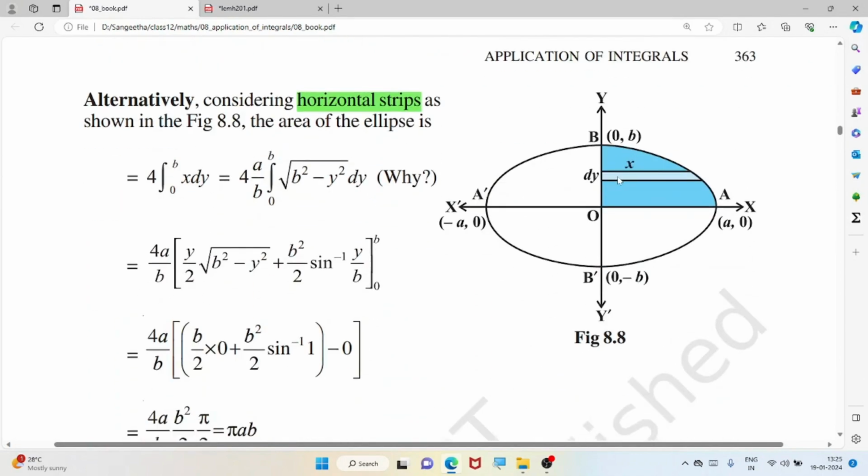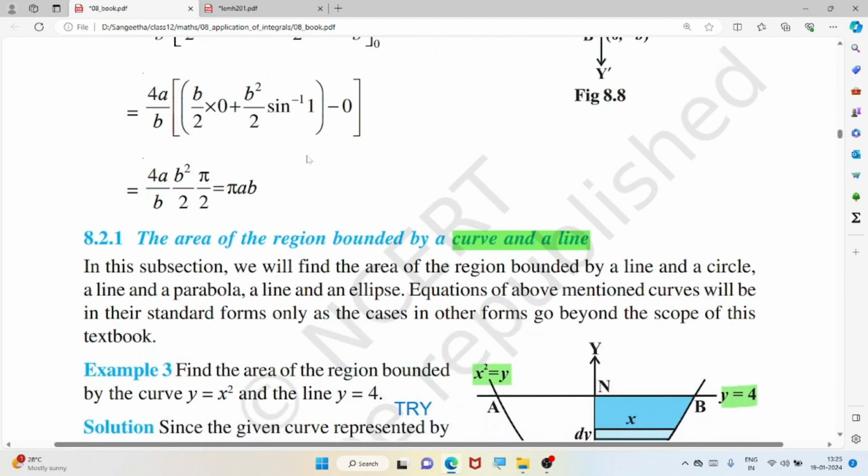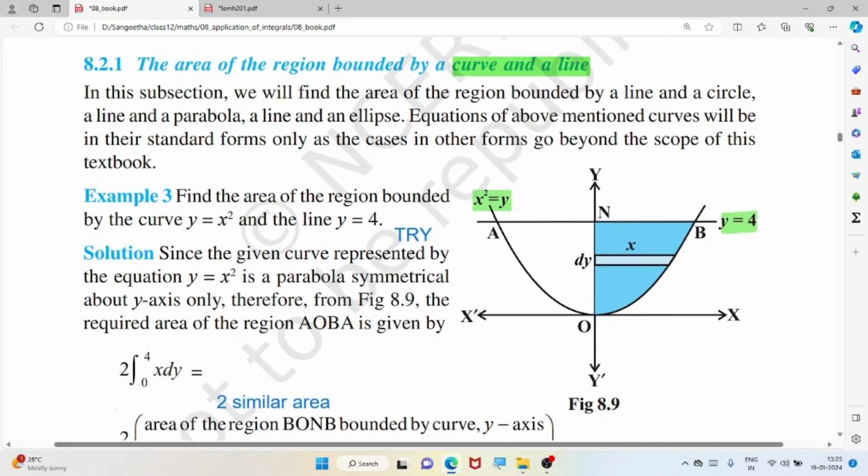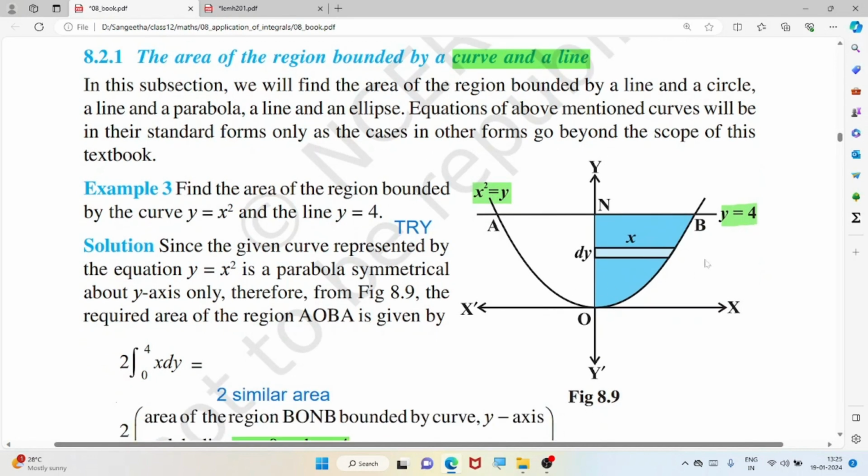Here we are taking the horizontal strip. The area of the region is bounded by the curve and the line. This is a parabola and this is the line, so between this line and this curve we have to find the area. This area is the same as this area, so we have to multiply by 2.